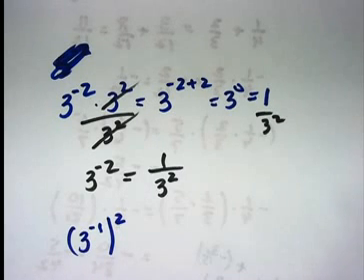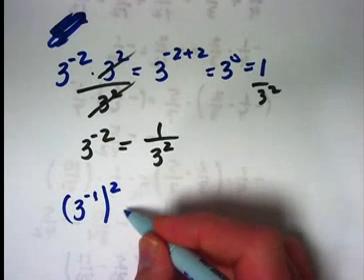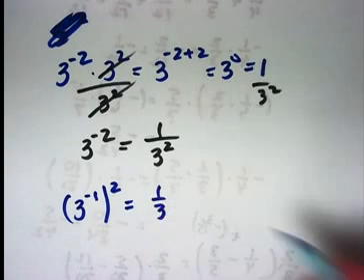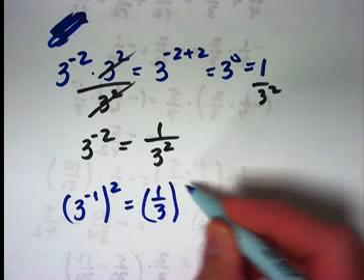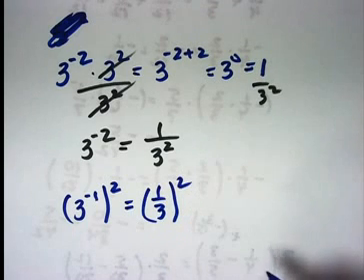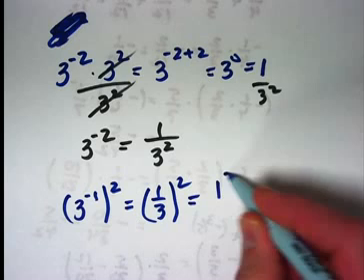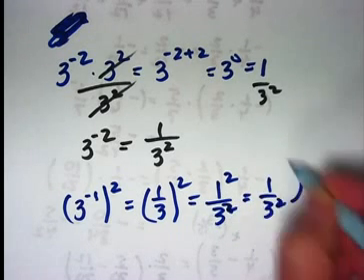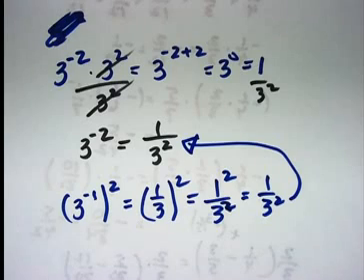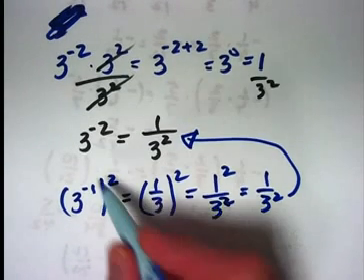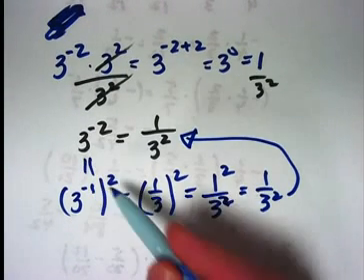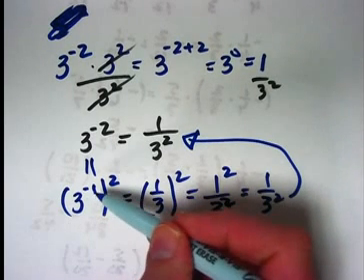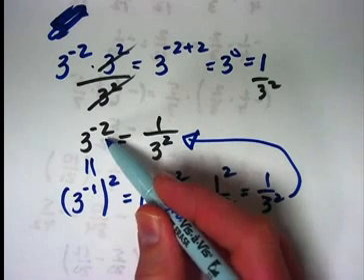Think of that a couple ways. 3 to the negative 1 power squared. Well, what is 3 to the negative 1 power? It's 1/3. 1 over 3 to the first power. And what do I get when I square 1/3? I get 1 squared divided by 3 squared. I get 1 over 3 squared. Same thing as that. So indeed, these two things are equal. I can get from here to here by multiplying those exponents. Negative 1 times 2 is negative 2.